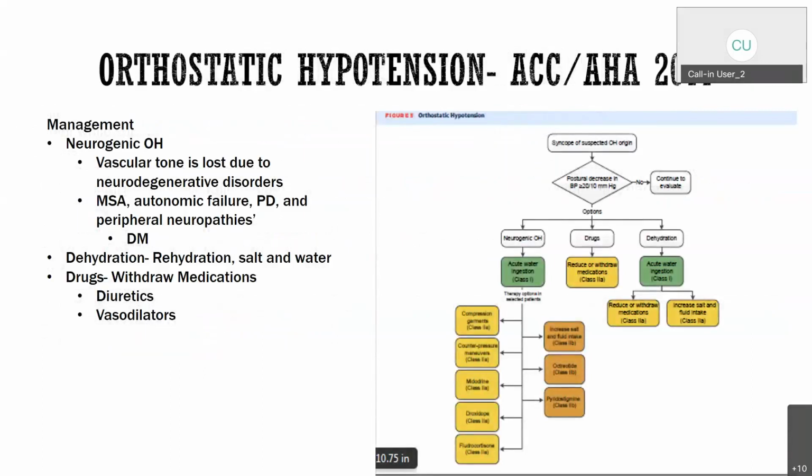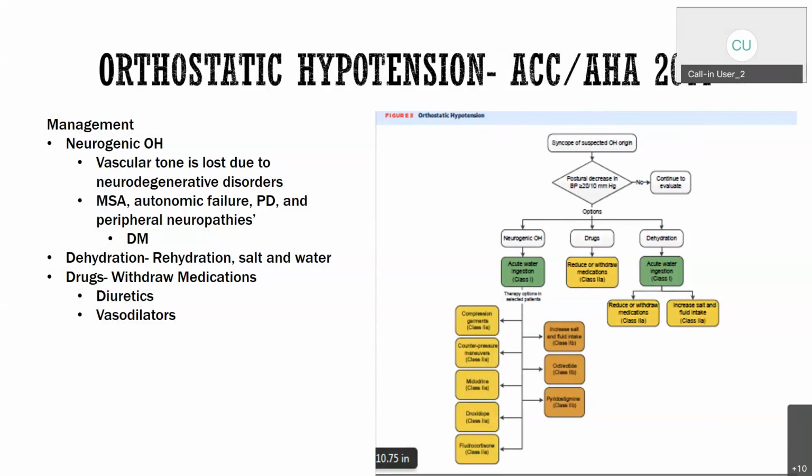So orthostatic hypotension, how do you manage it? This is ACC/AHA guidelines. Class 1 obviously is giving them fluids, right? You bolus them with 1 liter, 2 liters of fluids, and then you recheck the vitals, make sure that they're improving. That's the simplest way of managing it.